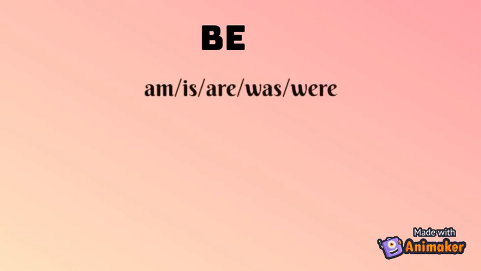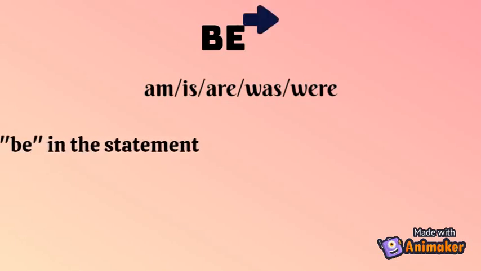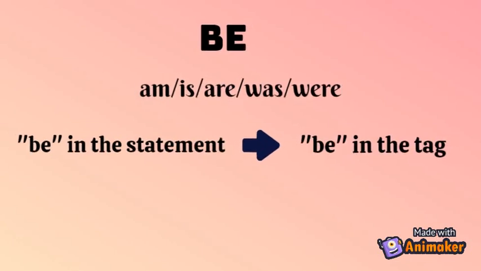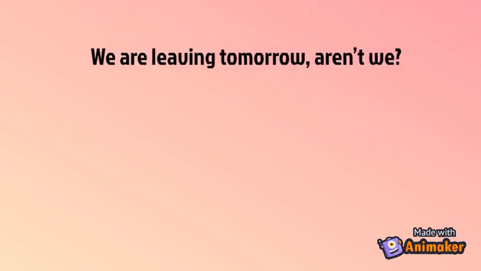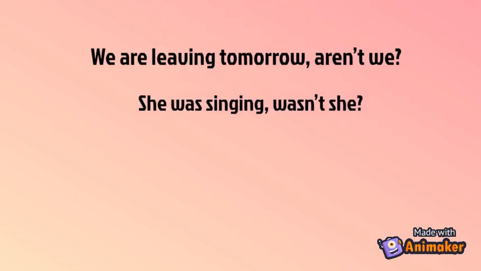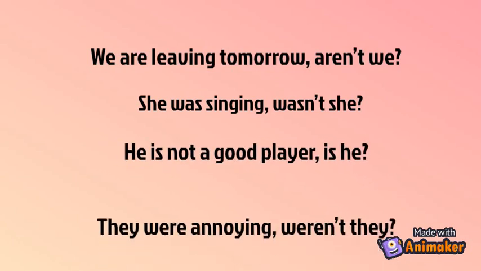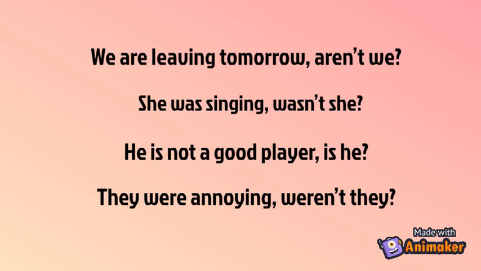So let's go to the basic rules of question tags. If we have the verbs be, that is am, is, are, was, were, in the statement, then we put be in the tags too, such as, we're leaving tomorrow, aren't we? She was singing, wasn't she? He is not a good player, is he? They were annoying, weren't they?